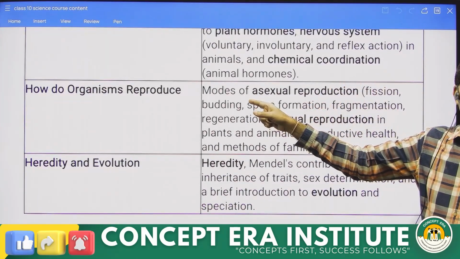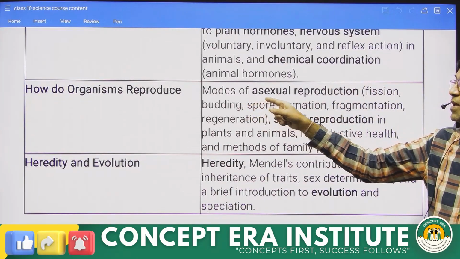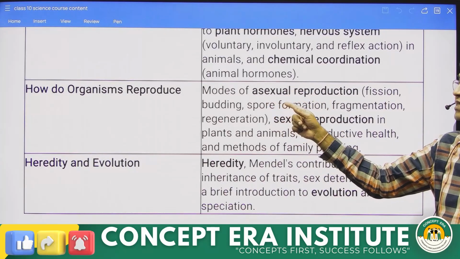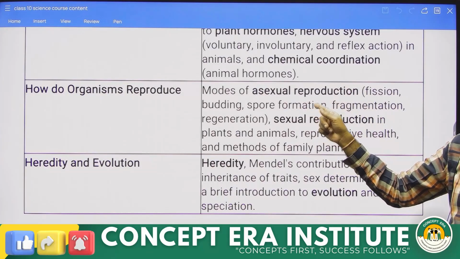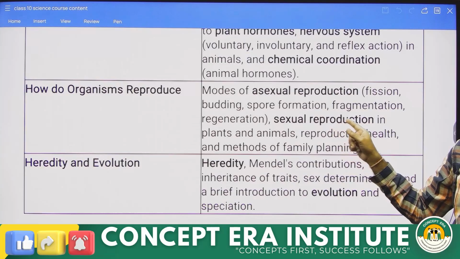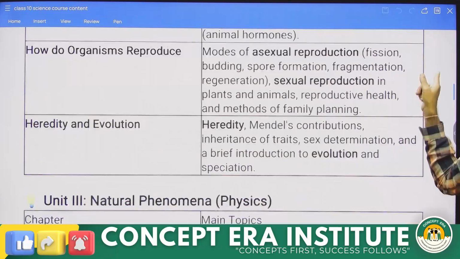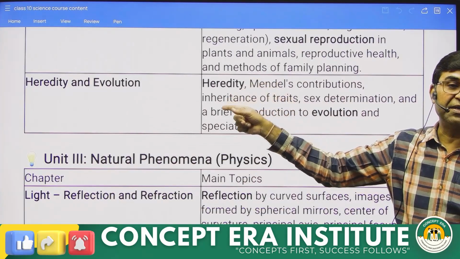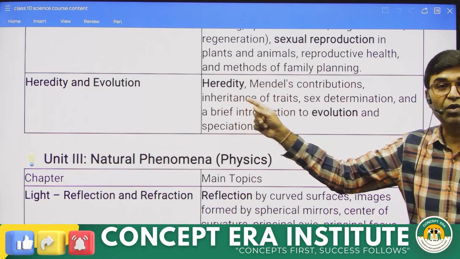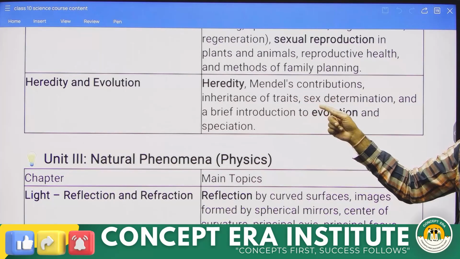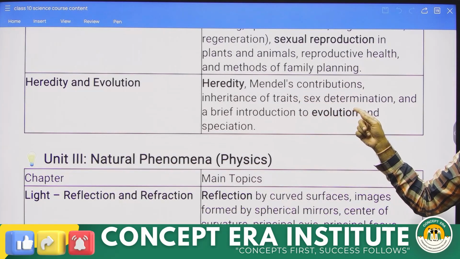Next, how do organisms reproduce? In this, you will be told about the 2 modes of reproduction, asexual and sexual, and in detail, you will be taught about the human reproduction system. Heredity and evolution. In this, only heredity part is included in the syllabus, not the evolution, and you will be told about heredity, Mendel's contribution towards heredity, the determination of sex of the offspring.